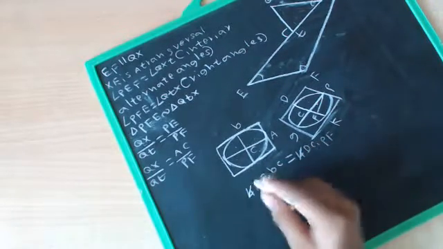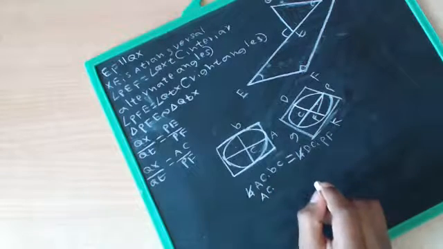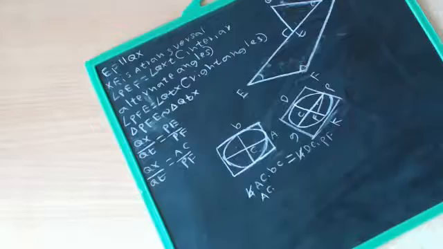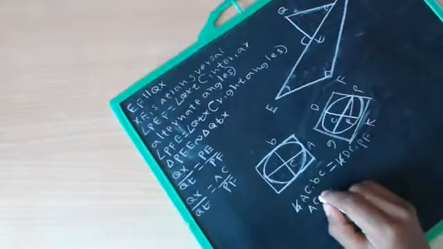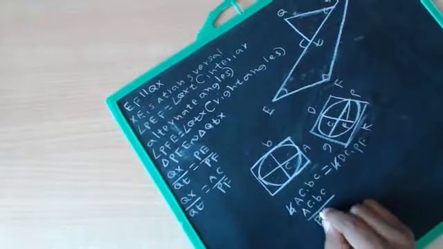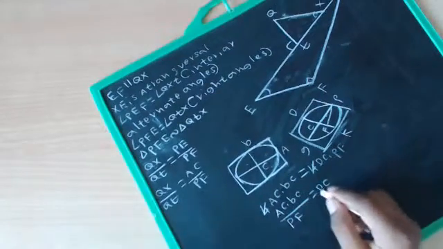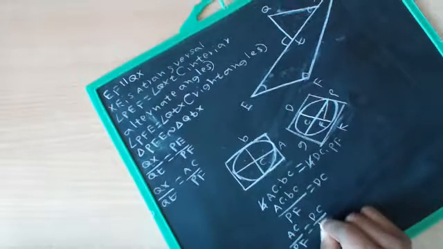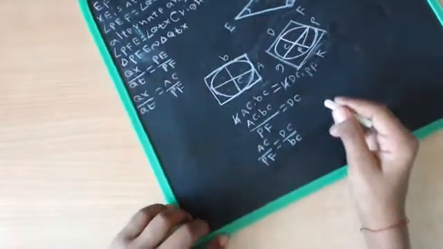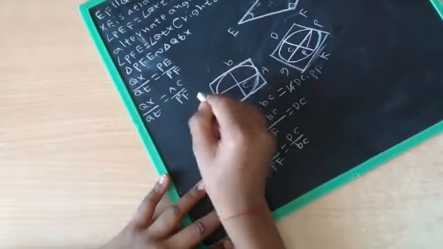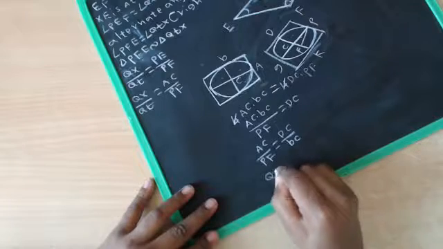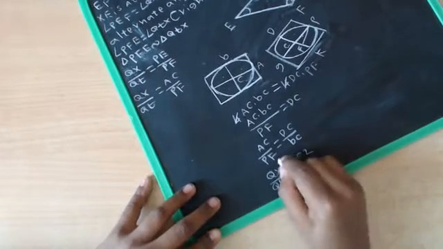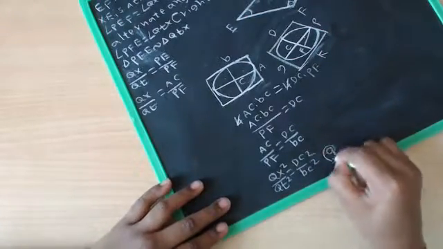Now I can cancel the 4s and write AC into BC equals DC into PF. Now take PF to this side, and take BC to that side. Then AC by PF is equal to DC by BC. That means QX by QT is equal to AC by PF. Since it's AC by PF, I can write QX by QT is equal to DC by BC. And now square both sides, and I can call that the 9th equation.